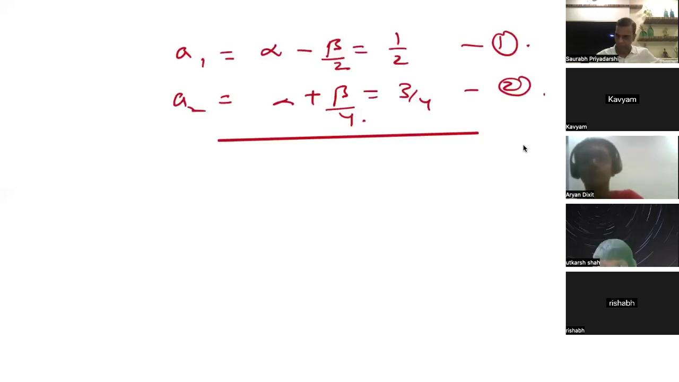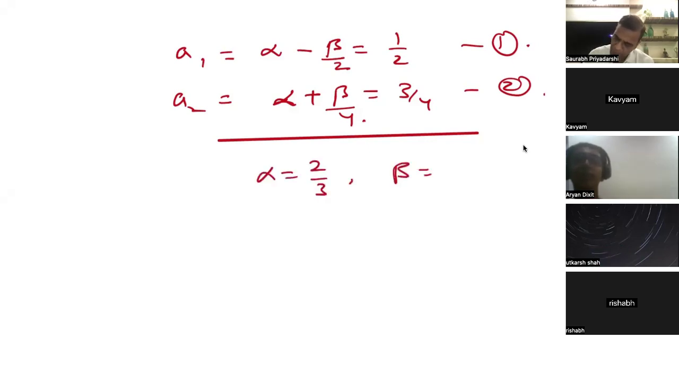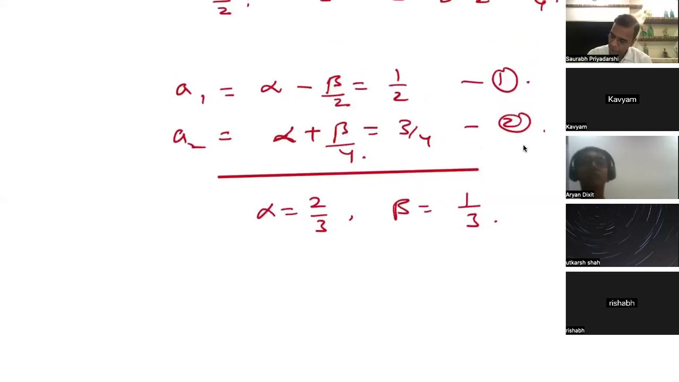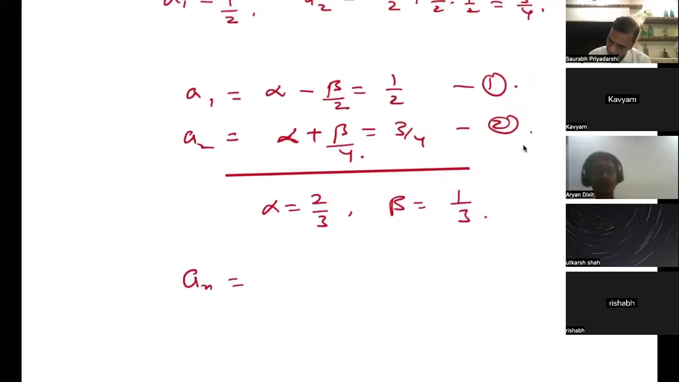So this is like the inverse of Newton's theorem, or the Cayley-Hamilton theorem, or the characteristic equation, right? It works to get many solutions. So alpha is 2 by 3 and beta is 1 by 3, right? So our an is 2 by 3, 1 to the power n, plus 1 by 3, minus 1 by 2 to the power n.